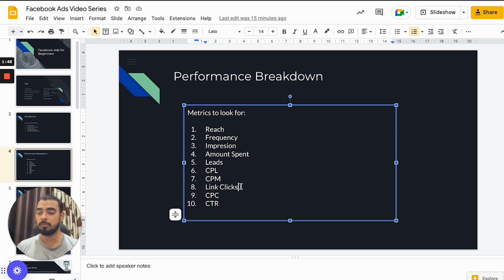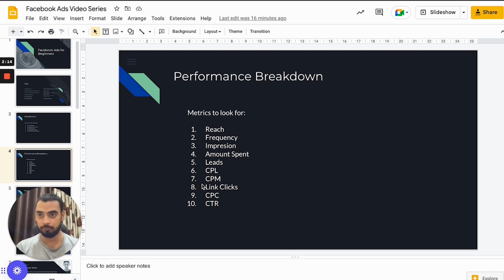Link clicks is how many people click on your ad. This can be used to do a retargeting campaign, and that's why link clicks are also very important. CPC is cost per click, and CTR is click-through rate. We have advanced metrics as well, but for this lead gen campaign, we are not going to use any advanced metrics. We are just going to look into these basic metrics and what they should be for your campaign.